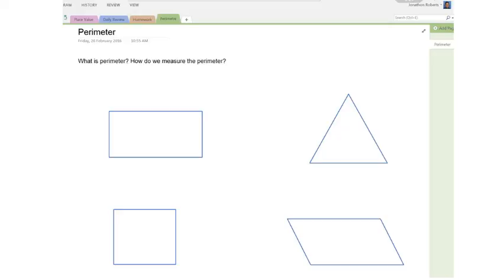Today we're going to talk about perimeter. What do you think perimeter is? How do we measure perimeter? An interesting fact, the word peri in Greek means around. So if we're talking about perimeter, we're talking about the distance around an object or a space.